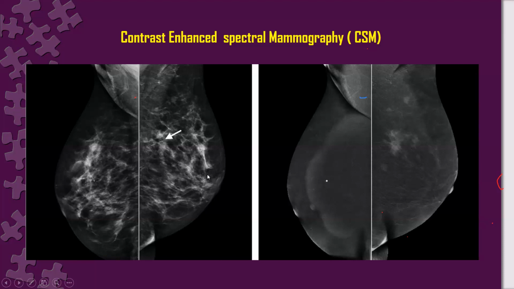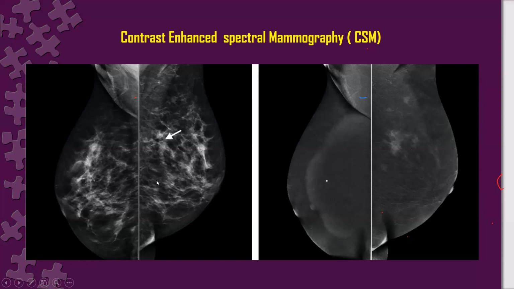About the low energy image, it is similar to digital mammography. How can I differentiate? The title is contrast enhanced spectral mammography. I'm talking about if I have no title. I told you that this is contrast enhanced spectral mammography, but if there is no protocol title, tell me what these are.